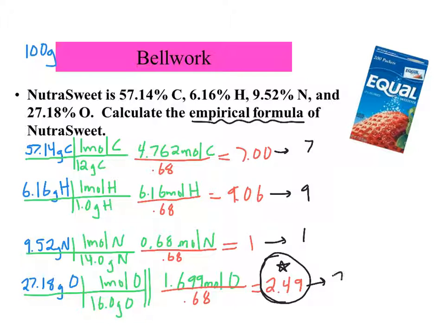So this is so close to 2.5, it's hard to go to 2 and it's hard to go to 3. I don't really know which way to round it. And if I round to 3, then I'm cutting half short. And so I can't have a compound that is 7, 9, 1, and 2.5. So in this case, something that I have to do is scale up everything by a factor of 2.